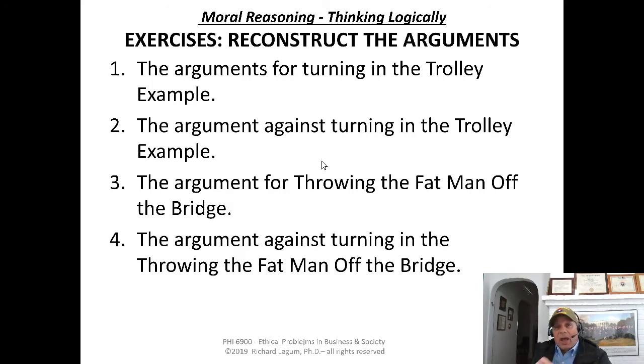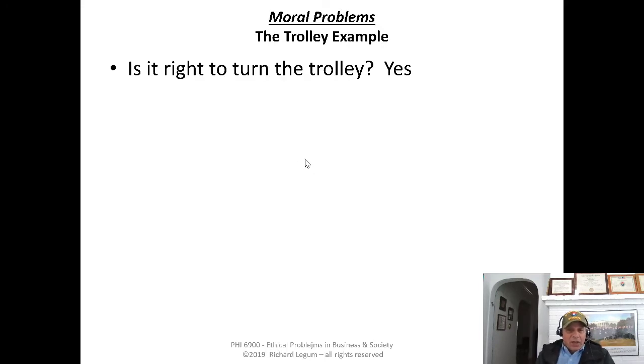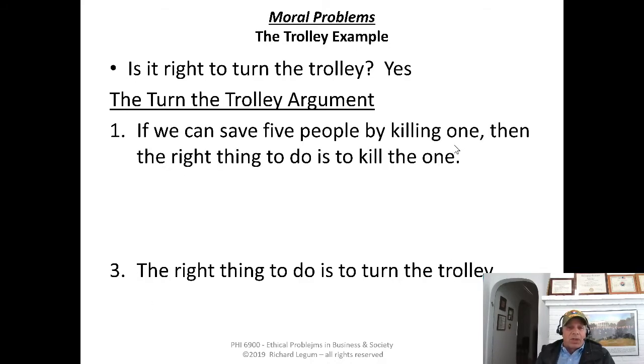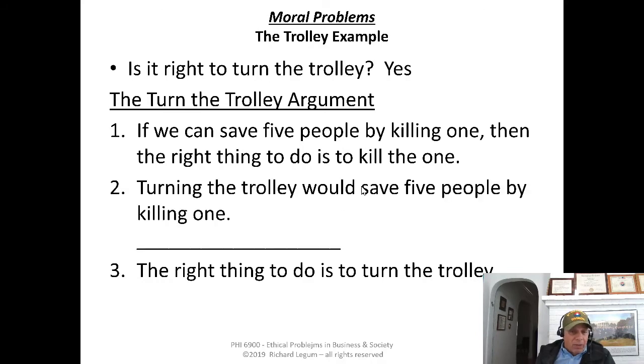Then we had the assignment to reconstruct the arguments. Is it right to turn the trolley? We looked at the majority position, which said yes. Their conclusion was that the right thing to do was to turn the trolley. And the premises that lead up to it: there was a moral premise, that is, if we can save 5 people by killing one, then the right thing to do is kill one. The first one was a moral premise. The second one was that turning the trolley would save 5 people by killing one. So we saw that was a good way to reconstruct it.